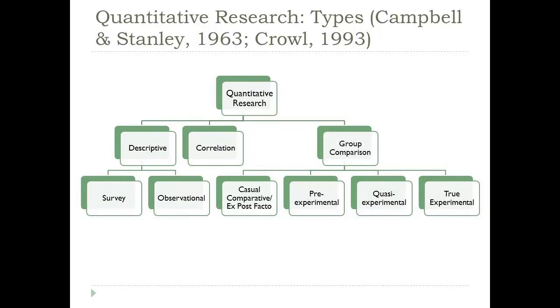He may also ask, does the presence of an anxiety disorder predict achievement in a college freshman English class? The final category is group comparison, and this usually involves manipulation or treatment of some type. And there are three types. There's a pre-experimental, quasi-experimental, and true experimental, and we'll define those in a few minutes.